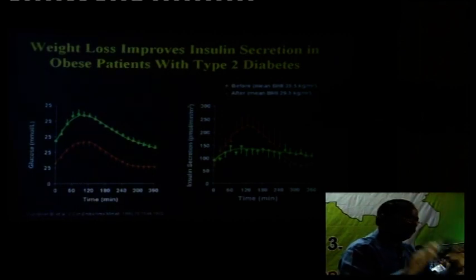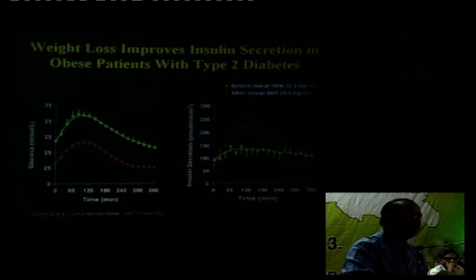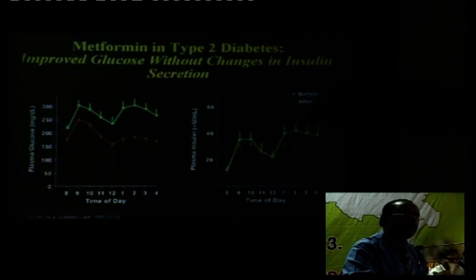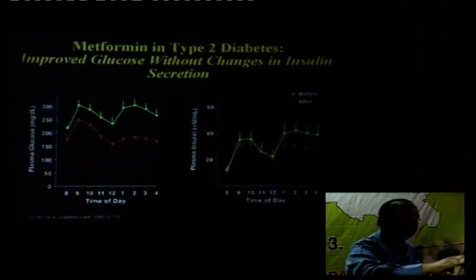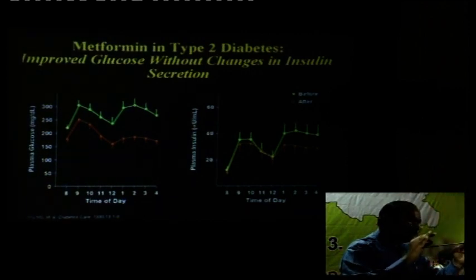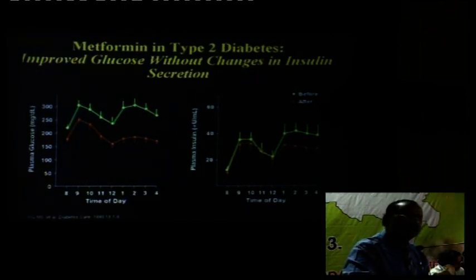Probably with exercise and weight reduction, insulin resistance comes down, and that could be one of the mechanisms by which the beta cells are doing much better, because insulin resistance itself is a major risk factor for beta cell apoptosis. Metformin shows a very similar thing, but there is no change in the insulin levels. What does that tell us? That metformin is beta cell neutral. Neither does it damage the beta cell, nor does it enhance the beta cell and reduce the apoptosis.